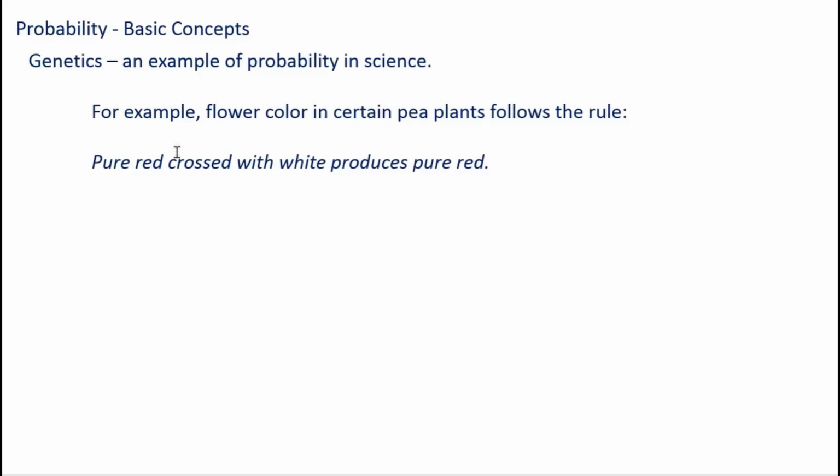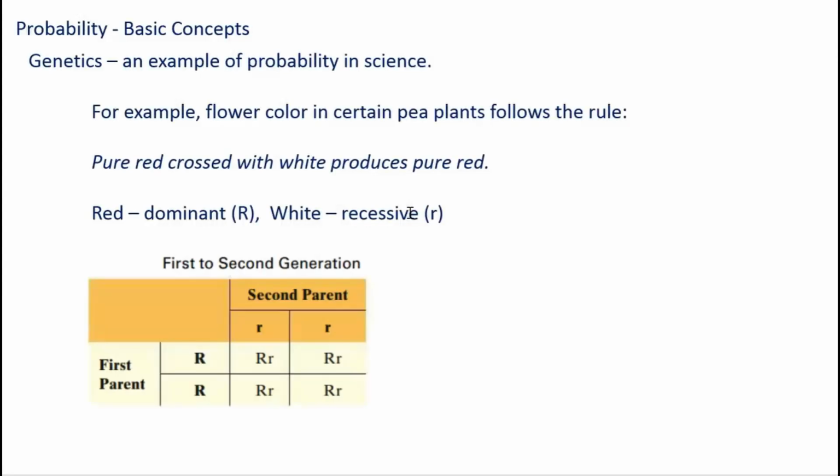Which means what we call this is red dominant. So whenever you have a dominant, usually we use that letter capitalized, and white is recessive in this particular situation. So instead of using a W, we're going to use a little r because it's recessive to the red. Then you can create these squares.